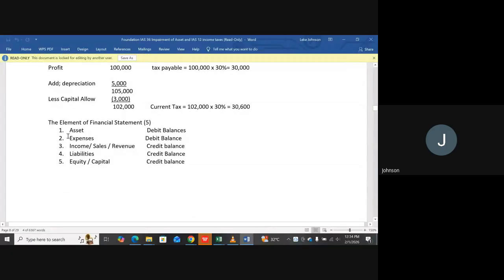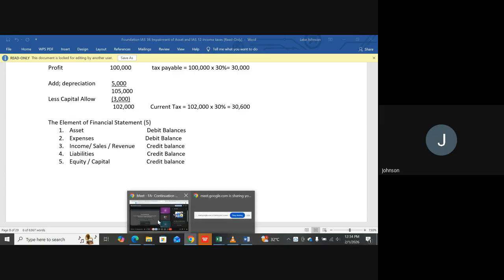We also took the elements of the financial statements. I told you the assets, expenses, income, liabilities, and equity. So all these five elements have balances that they must have. The first one, the debit balance, is for assets. Expenses also have debit balances. Then we went further to look at income, liabilities, and equity. All these three have credit balances. So we are getting it. Are we together?